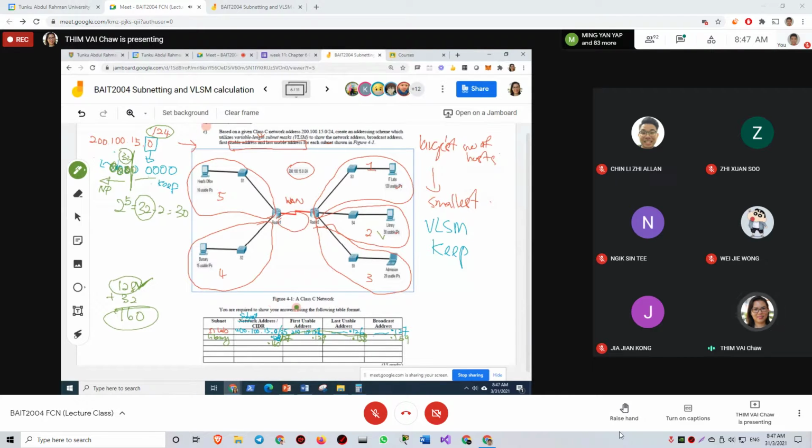Then we are moving on to the others. You do a calculation. /24 is easier, you can do the calculation on that. Then next, this is .160. So this one should be used for the next one. I change to another color.